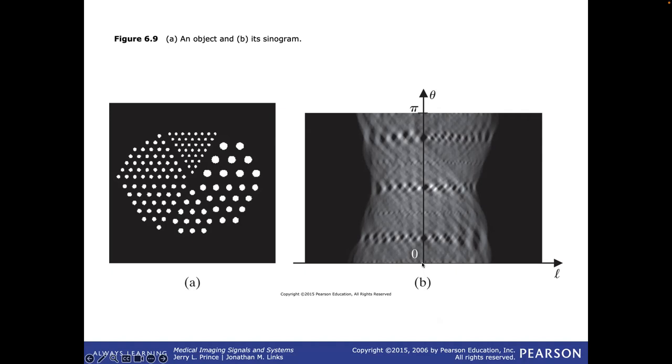Again, in this diagram from the textbook, theta is in this direction, going north. L is in this direction. As we change our angle and paint different L measurements, we see a function that looks like this. A really amazing CT physics person could look at this sinogram and know that's the picture, although I doubt that's true.